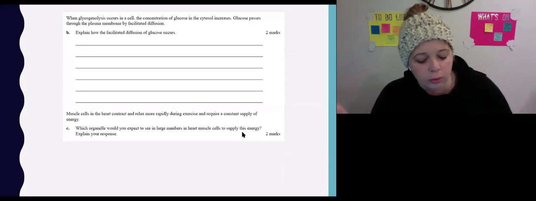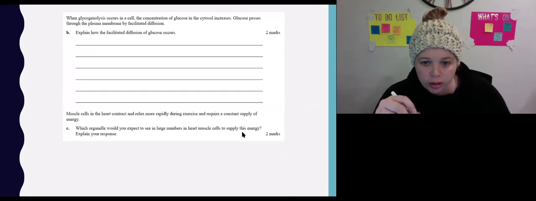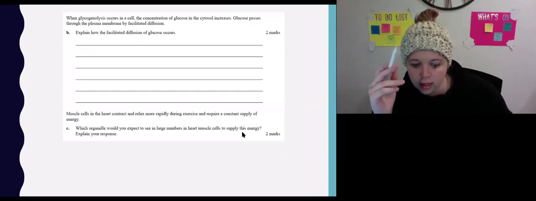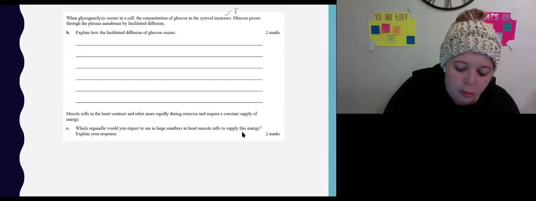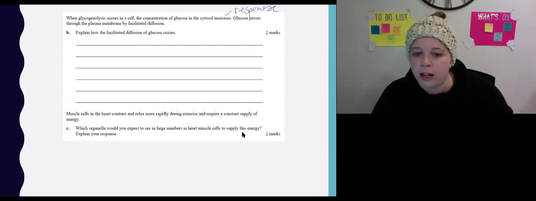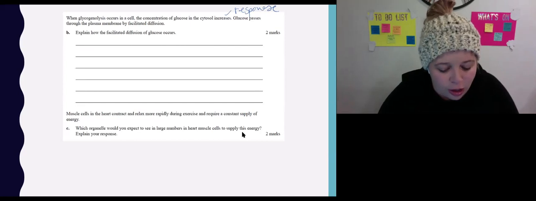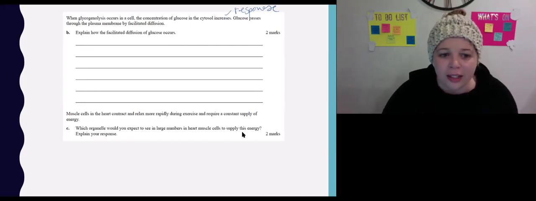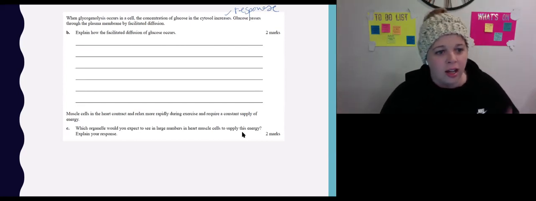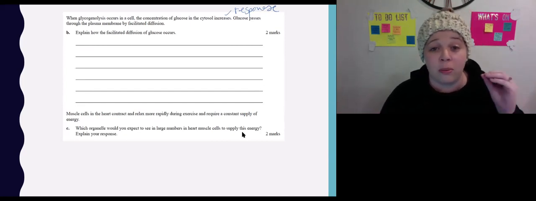Continuing on with the question, when glycogenolysis occurs in a cell, the concentration of glucose in the cytosol increases. So here we have, automatically, I think that's going to be a response. Okay? Glucose passes through the plasma membrane by facilitated diffusion. Old study design, but we did it anyway, so let's try. So explain how facilitated diffusion of glucose occurs. I'm going to tell you right now, you need about 5 words to answer this question. So give it a pause and try.